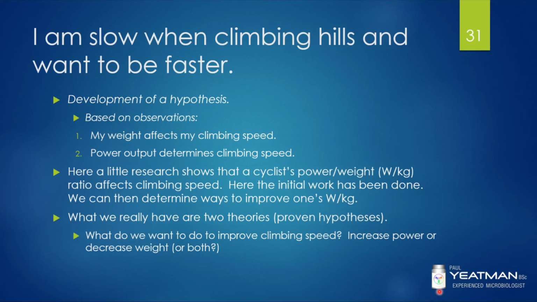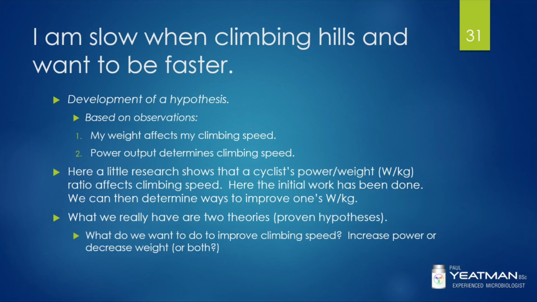Here, a little research shows that a cyclist's power to weight ratio, or watts per kilogram, affects climbing speed. Here, the initial work has already been done, and we can therefore determine ways to improve on the watts per kilogram figure. So what I really have here are two proven hypotheses already, and because they're proven hypotheses, they're actually theories. What do I want to do to improve my climbing speed? Do I want to increase my power output? Do I want to decrease weight? Or do I want to do both? Presumably increasing my power output and decreasing my weight makes me extra fast.